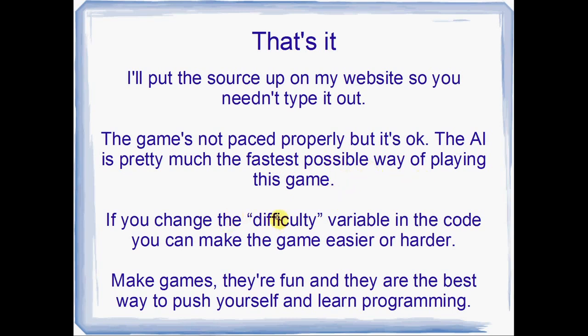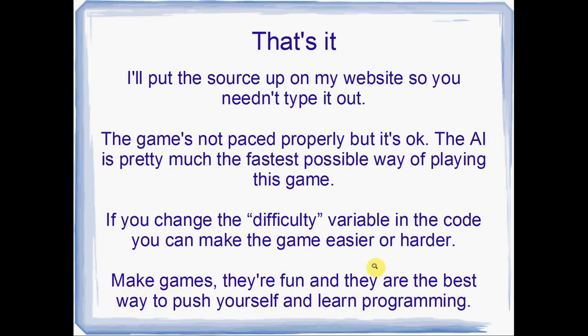If you change the difficulty variable at the top of the code, you can make the game easier or harder. So you could make it guess from 0 to a million if you wanted. And I can pretty much guarantee that if you change that up to something like 10 million, the computer will always guess the number quicker than a human would. If you play the same number with a human and with a computer, I think the computer will get there faster.